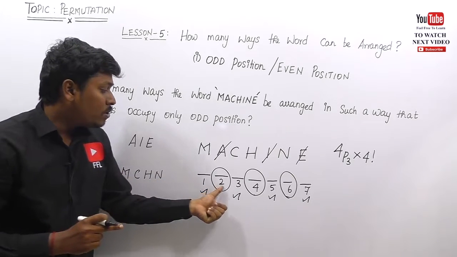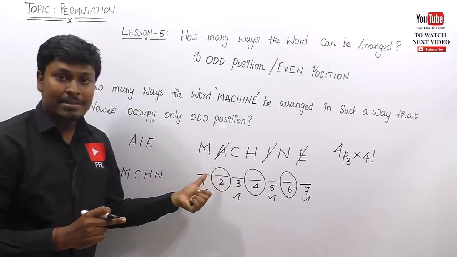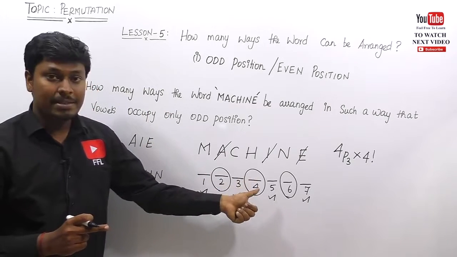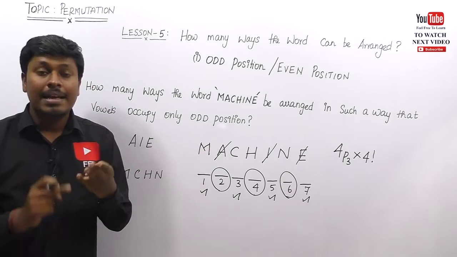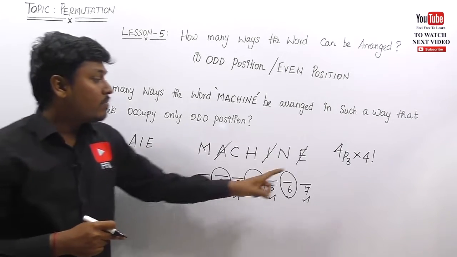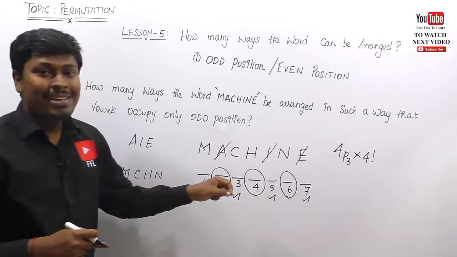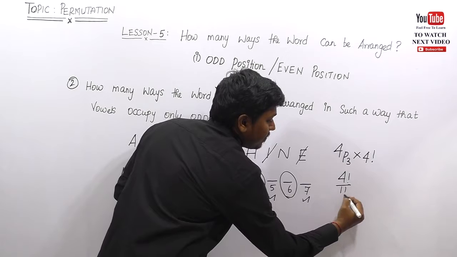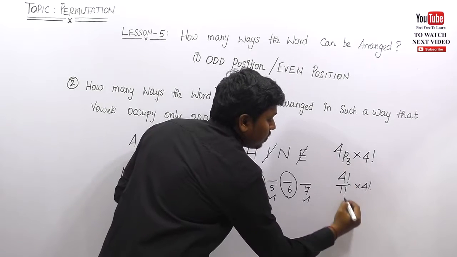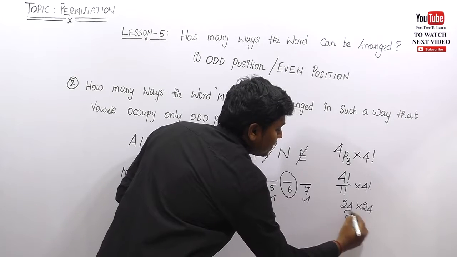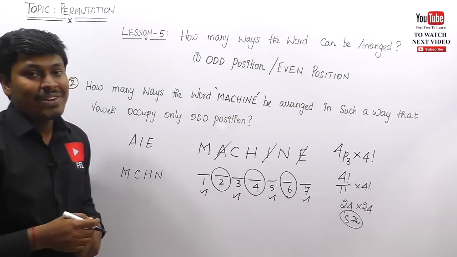right? And we know that 2, 4, 6, there are 3 even places remaining. Already one odd place remaining, and here 3 even places remaining. So totally there are 4 places. In these 4 places, we are going to place the 4 consonants, that is 4 factorial ways. So 4P3 can be written as 4 factorial divided by 4 minus 3, that is 1 factorial, into 4 factorial. So 4 factorial will be 24 into 24. The answer will be 576. So finally we got the answer 576.